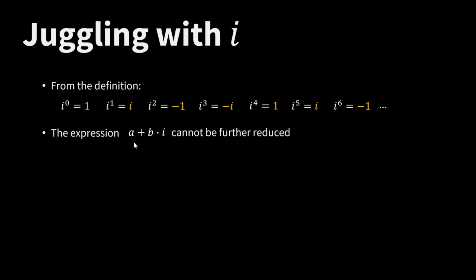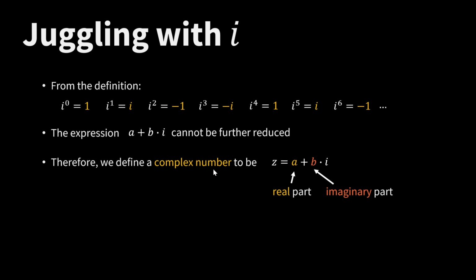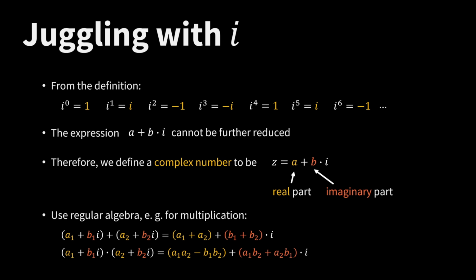Now the expression a plus b times i, where a and b are real numbers, cannot be further reduced. Therefore, we define a complex number to be a plus b times i. We call a the real part and b the imaginary part. Now the cool thing is, we don't have to invent any operations on complex numbers. We can simply derive them with a little bit of algebra. For instance, the addition a1 plus b1 times i plus a2 plus b2 times i is simply a1 plus a2 plus b1 plus b2 times i.